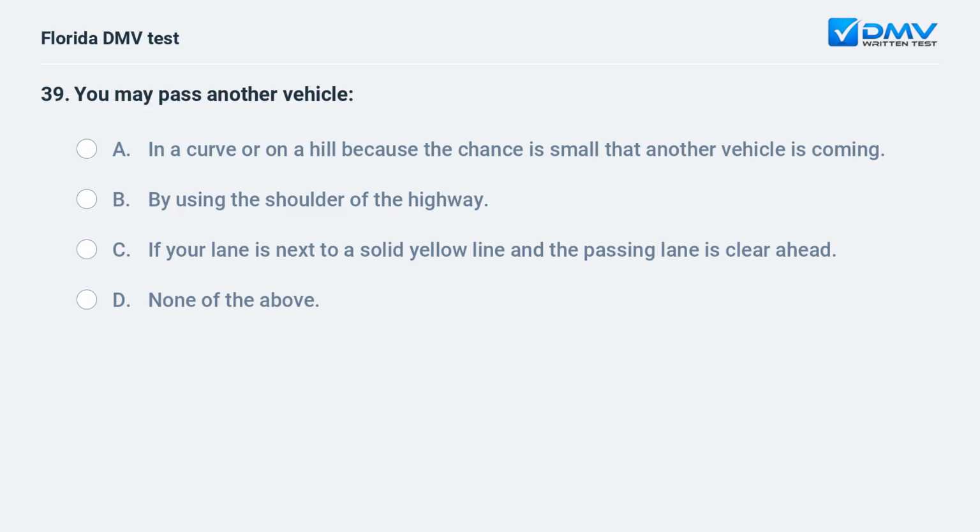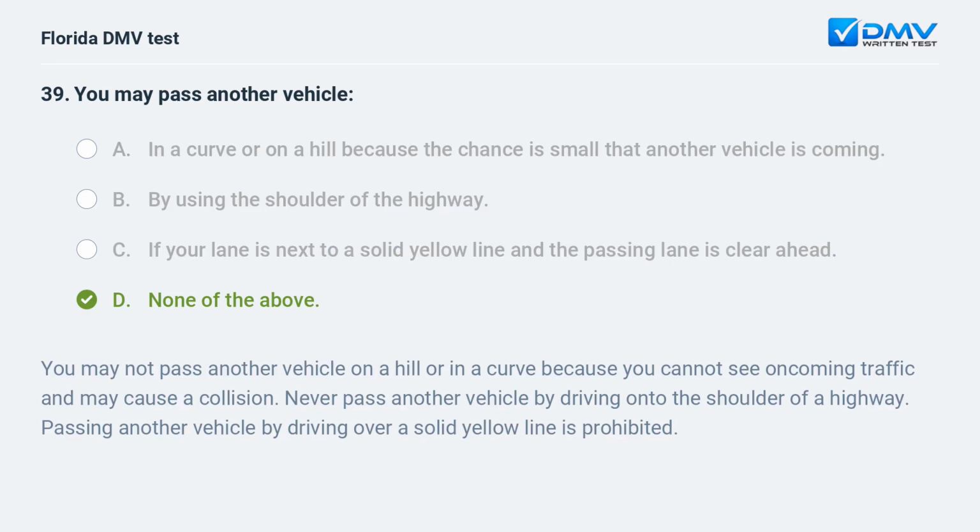You may pass another vehicle? A. In a curve or on a hill because the chance is small that another vehicle is coming. B. By using the shoulder of the highway. C. If your lane is next to a solid yellow line and the passing lane is clear ahead. D. None of the above. The answer is D. None of the above.